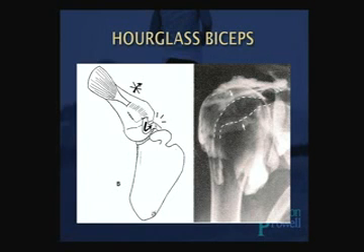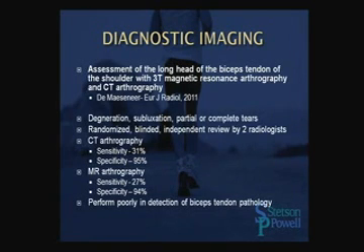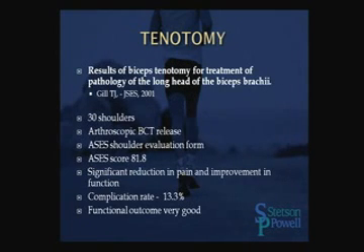This is the hourglass biceps, which is described. It has a fattening across the intra-articular portion, described by Boileau, entrapment of the long head of the biceps tendon. As a cause of pain, the incarceration of the tendon in the joint is seen with diagnostic arthroscopy, and treatment is tenotomy or tenodesis. It's fairly uncommon, I think. Diagnostic imaging for the long head of the biceps is really not very sensitive or specific. Your physical exam is really going to be the hallmark of your diagnosis.